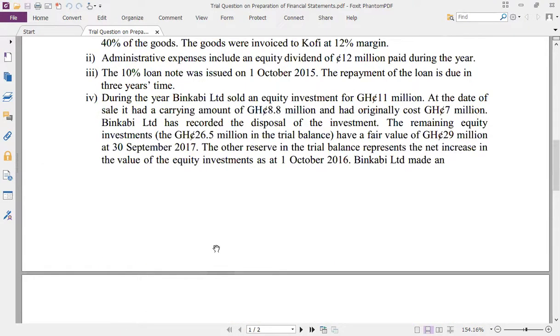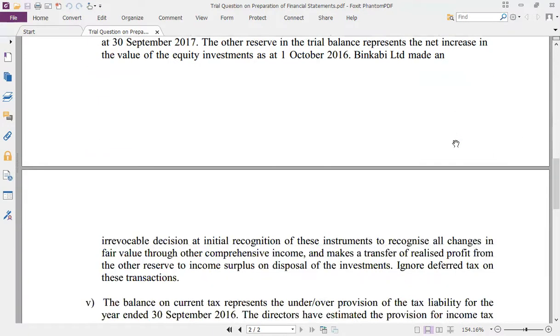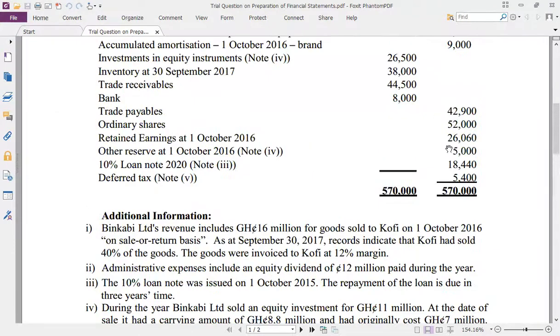So, in fact, this one is like a paragraph on its own. So, let me summarize it for you. So, first thing that you have to do is they've calculated profit and loss for us already. Fine. So, we need to look for the fair value gain. So, compare this 26.5 million to that of 29 million. It's different. And this fair value gain, transfer all, add it to the 5,000. Add it to this 5,000 and transfer it to the income surplus. And that is all. So, in summary, note 4 is like this.